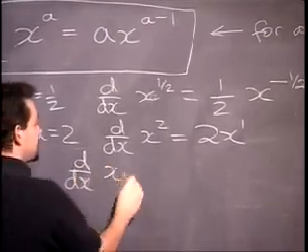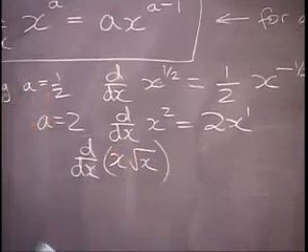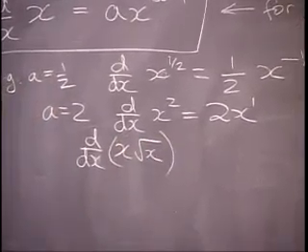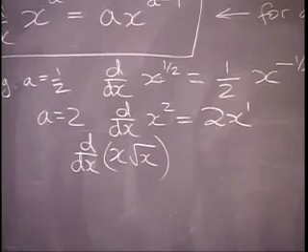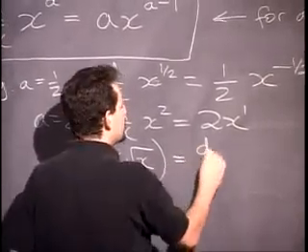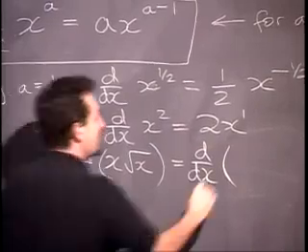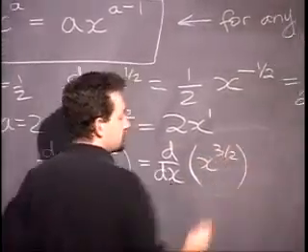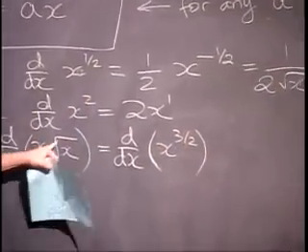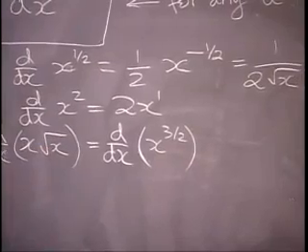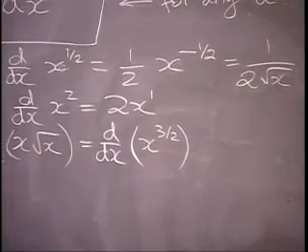d/dx of x root x. Well, we're going to learn a product rule very shortly, but you don't need it here. The correct thing to do with such an object is to write x root x as x to the 3/2. It's x to the 1 times x to the 1/2. You add the indices and you get x to the 3/2. Then you can just write down the answer.